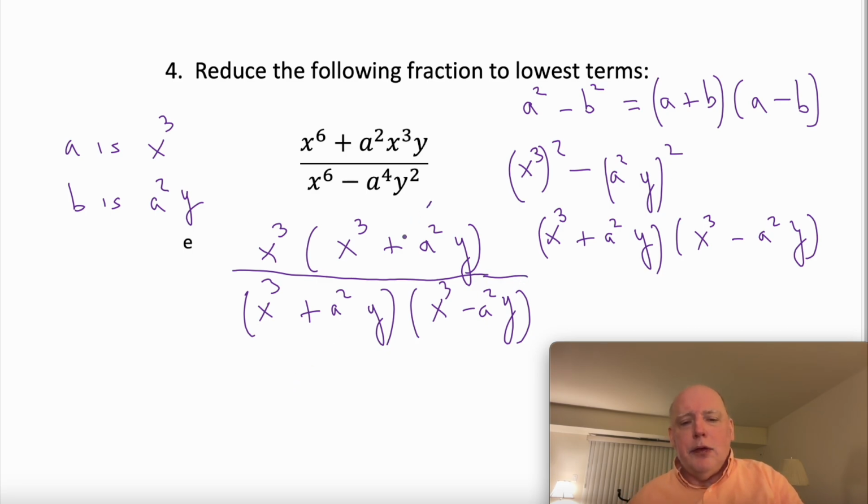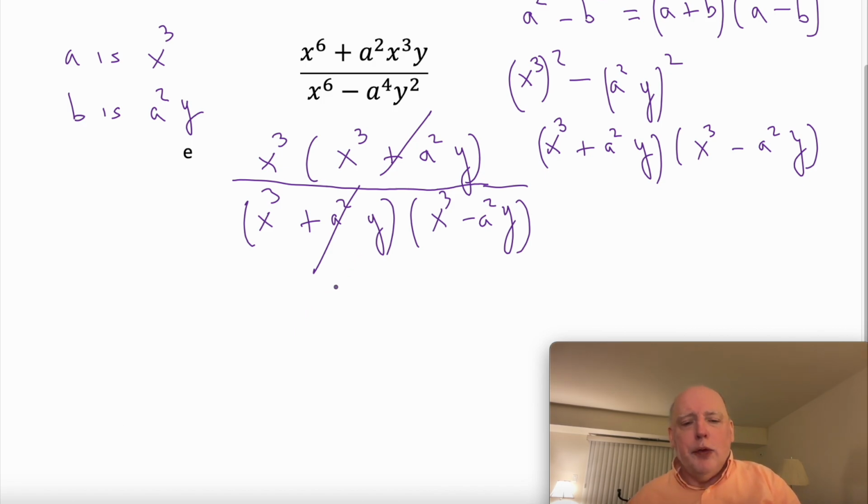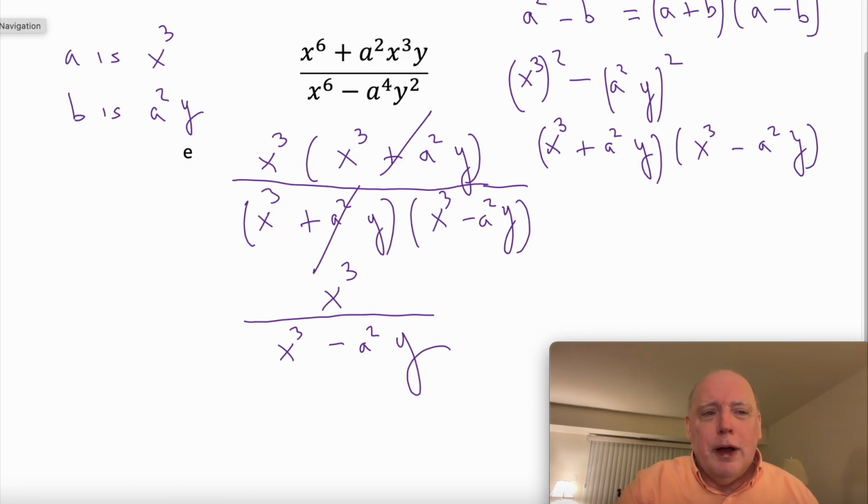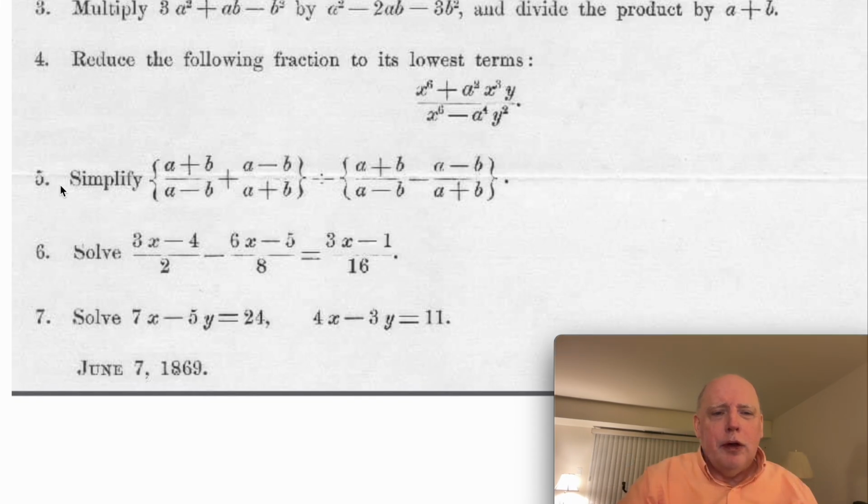And then we can cancel. And what we're left with is x cubed over x cubed minus a squared y. There's our MIT entrance exam. Does it look difficult so far? Would you consider these problems challenging or not?